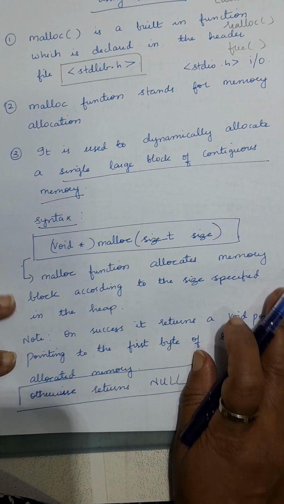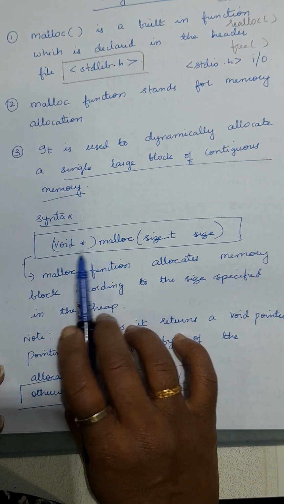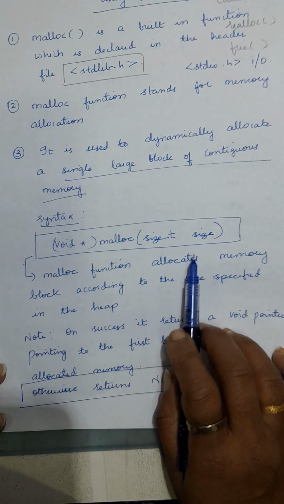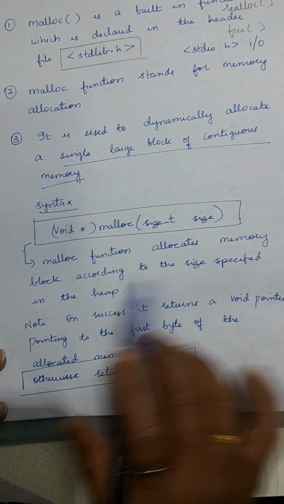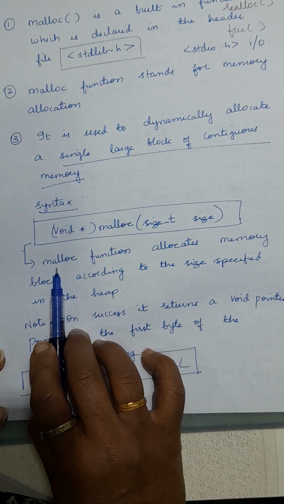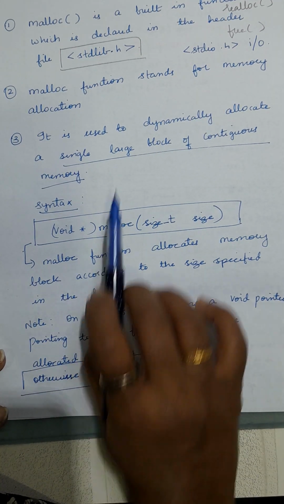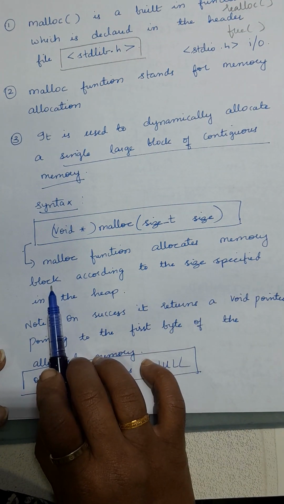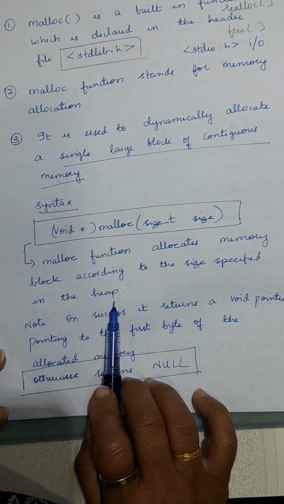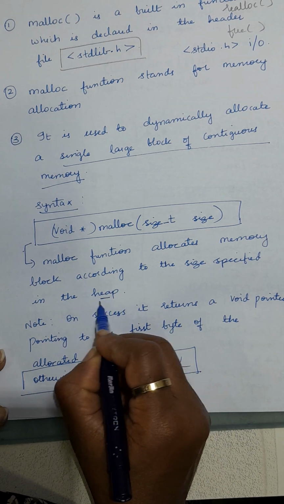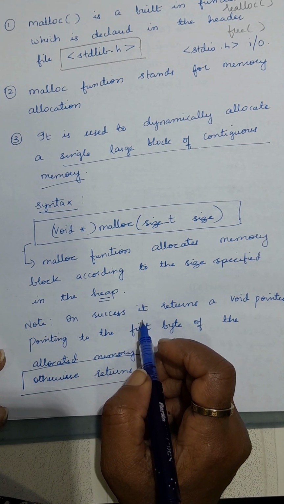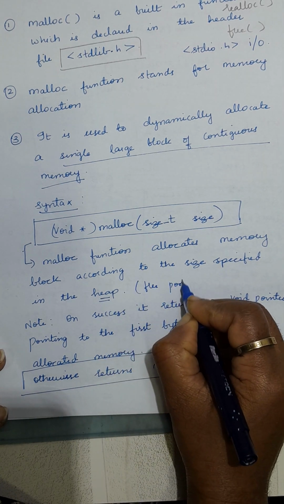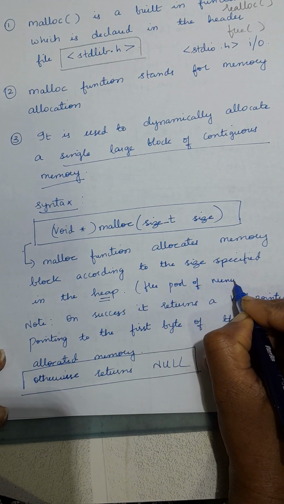What is the syntax? The syntax is void *malloc(size_t size). So let me teach you each and every keyword here. malloc is an inbuilt function which is stored in the library stdlib.h. It allocates a memory block according to the size specified in the heap. So what is heap? It is a free pool of memory available. Heap is nothing but a free pool of memory available.